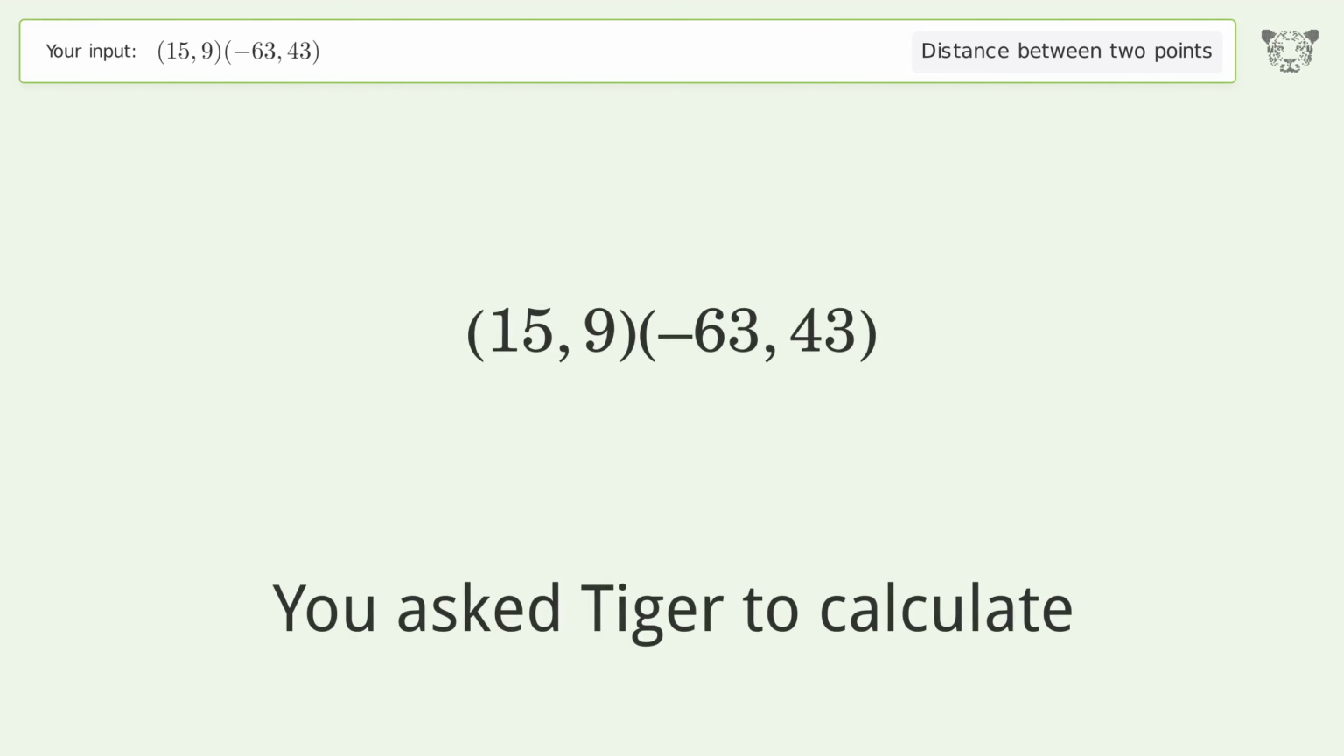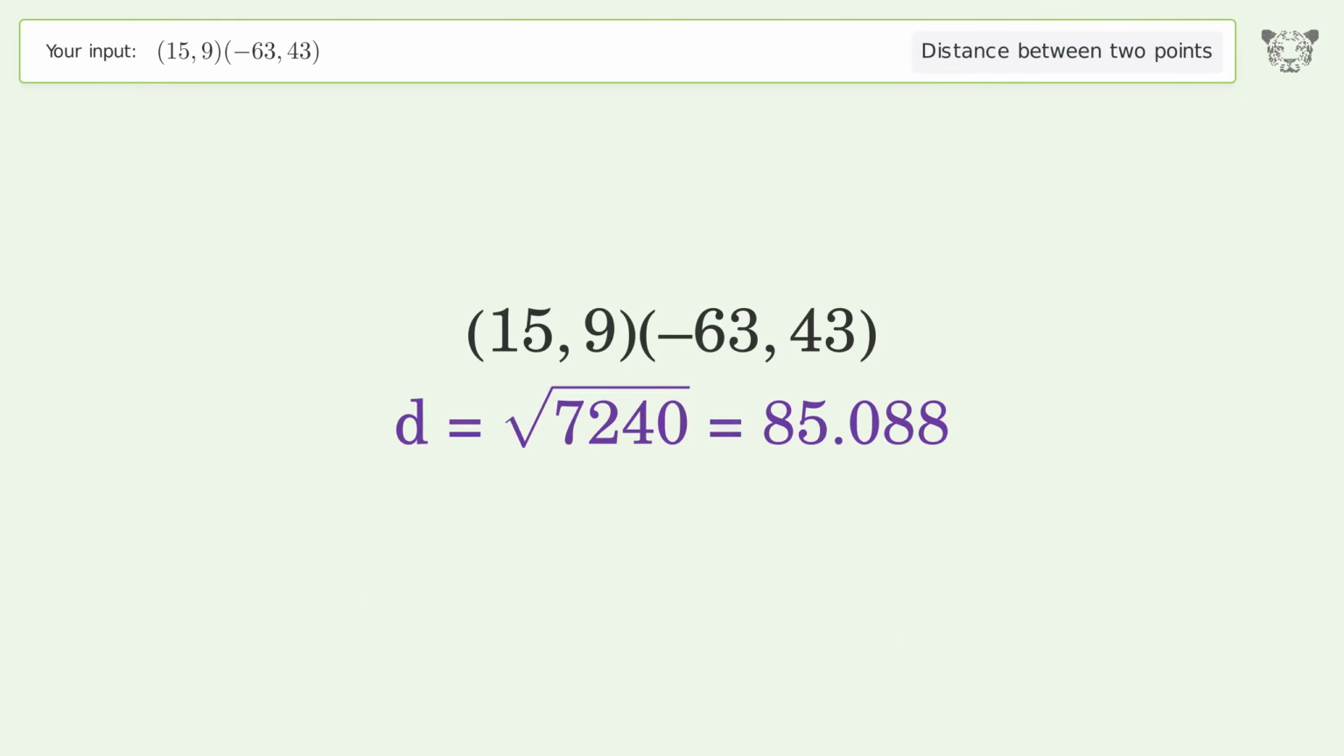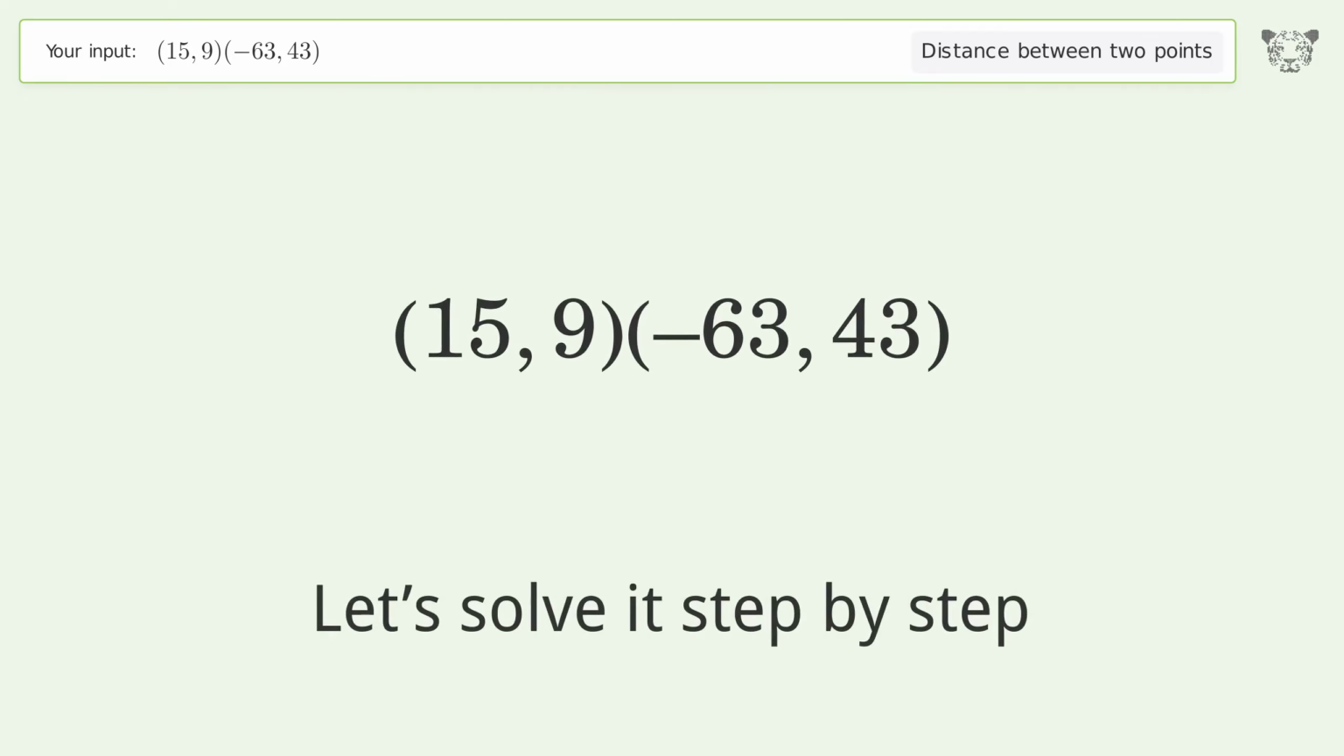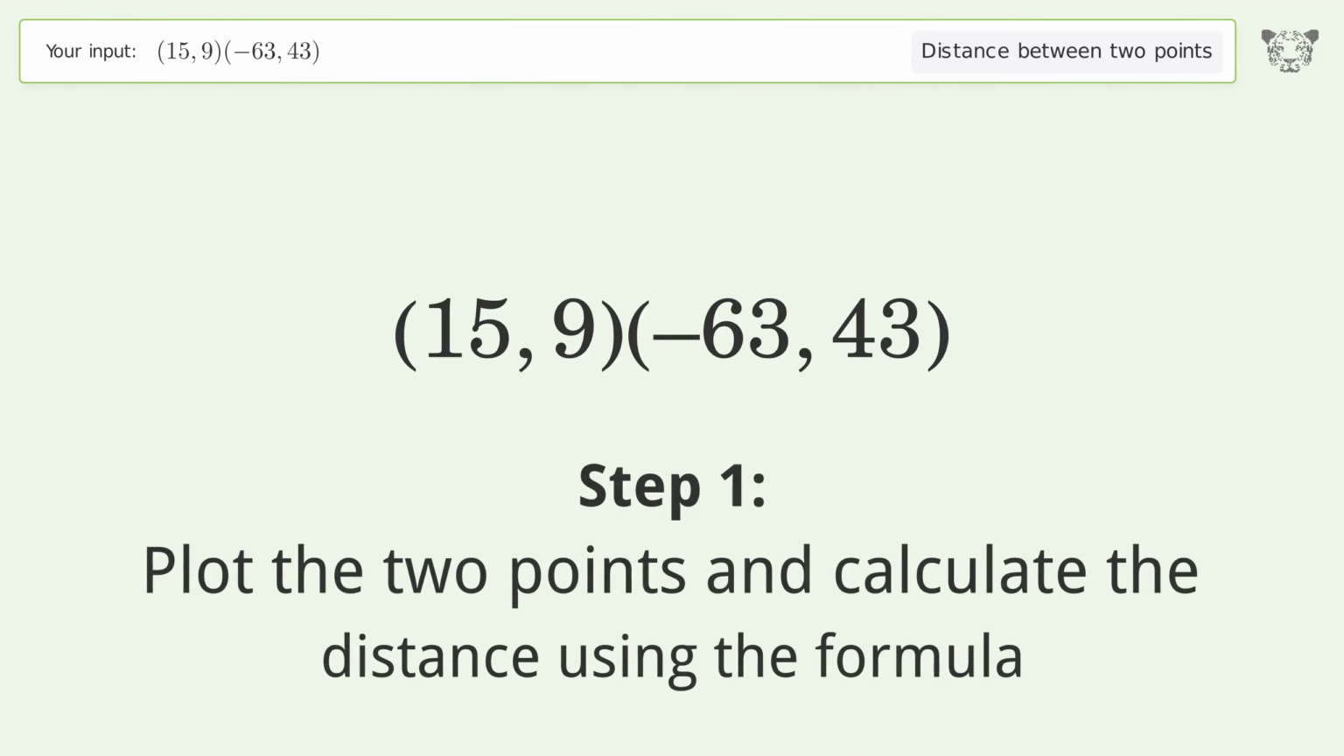You ask Tiger to calculate. This deals with the distance between 2 points. The distance between the 2 points is the square root of 7,240, or 85.088. Let's solve it step by step. Plot the 2 points and calculate the distance using the formula.